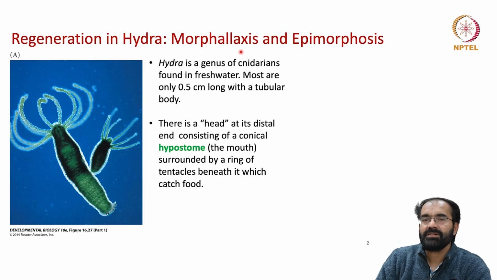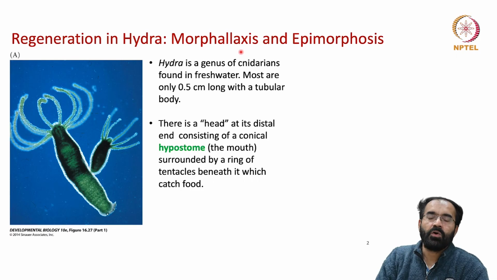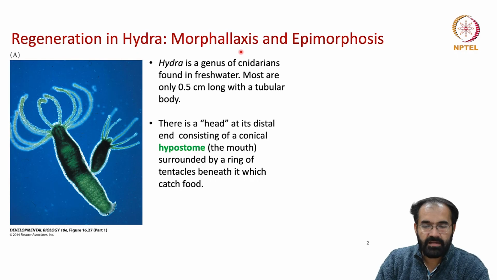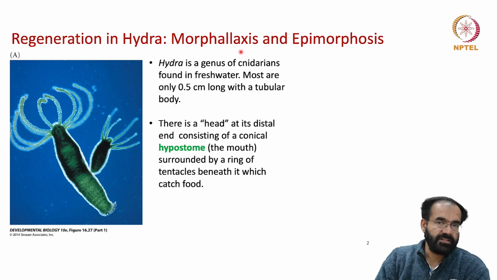But what is epimorphosis? Epimorphosis, in the simplistic sense, is replacing the damaged portion. If you lost one finger, you don't want the whole animal to come out of that area. If you lost one finger, you want that finger back. So this is called epimorphosis. We have seen these different categories in one of the earlier classes, but we will revisit this terminology as and when it comes.